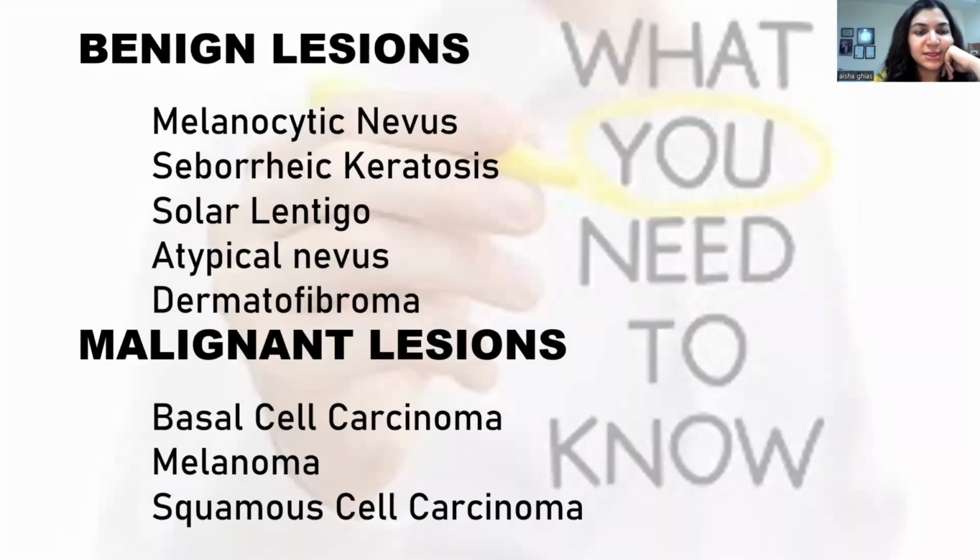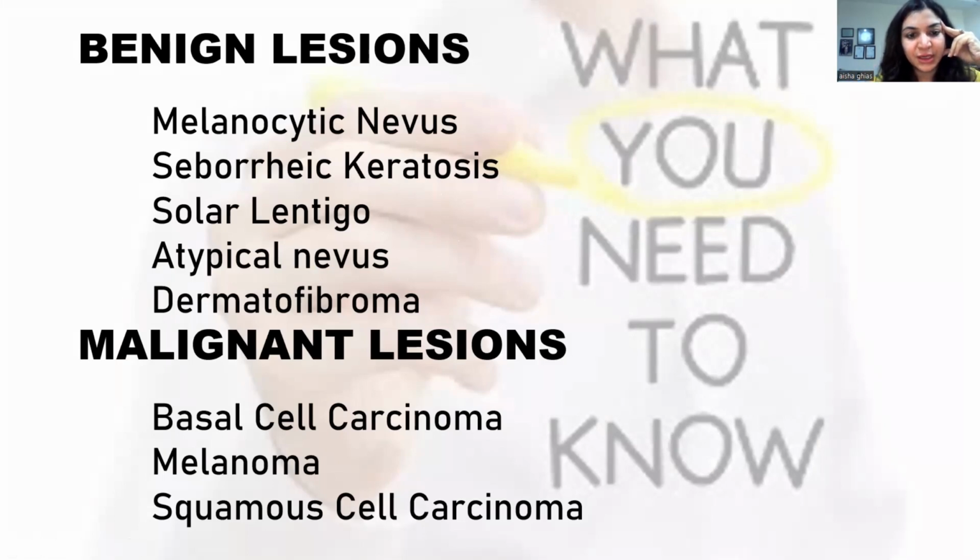Okay, so what kind of lesions should you know? Initially, since we are concentrating on the basics of dermoscopy, these are the lesions that you should know when you start off with learning dermoscopy. Among benign lesions, melanocytic nevus, seborrheic keratosis, solar lentigo, atypical nevus, and dermatofibroma is the minimum that you should know.